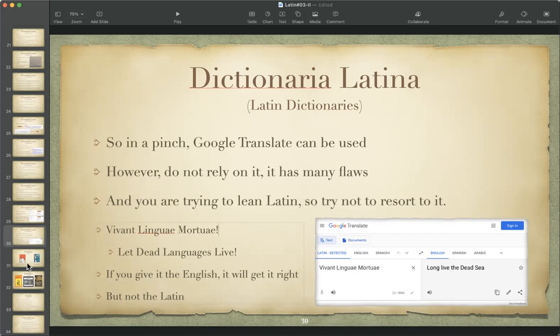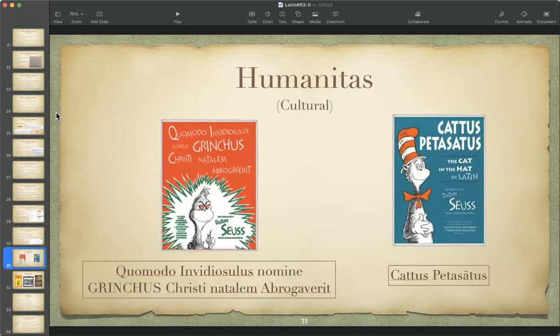And I know we're out of time, but I thought I would throw a couple of books at you guys. Yes, there are actually Dr. Seuss books that have been translated into Latin. How the Grinch Stole Christmas and The Cat in the Hat.